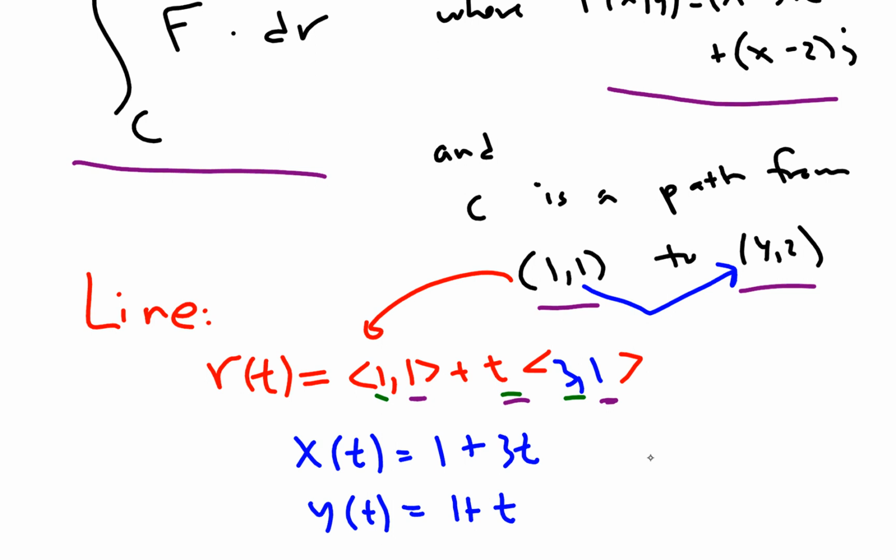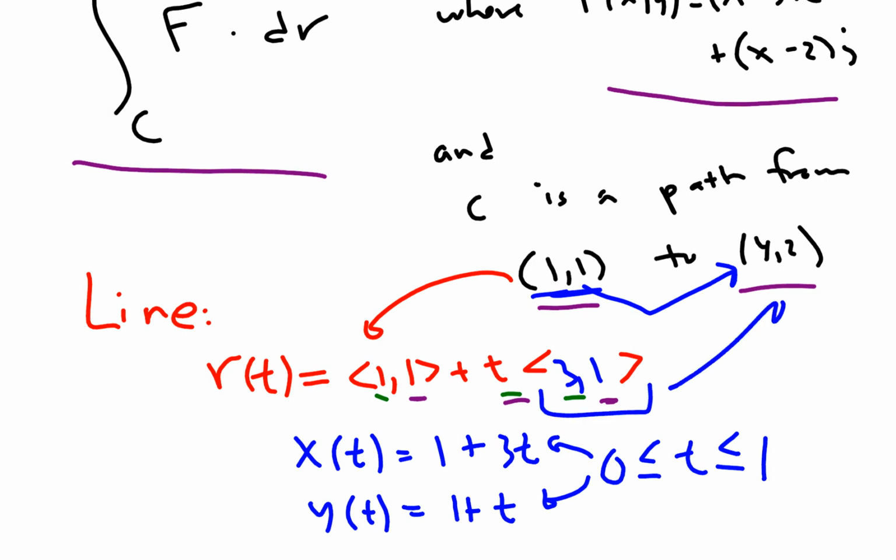If we want this line to start at the point (1, 1), we'll just let t equal 0, because if I plug 0 here and here, I would just get (1, 1) back for x and y. And if I plugged in 1, I would go the full length of this direction vector and land over here on the point (4, 2). So this becomes my parameterization.